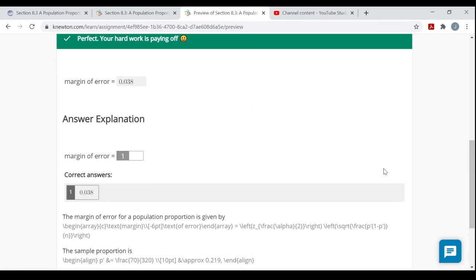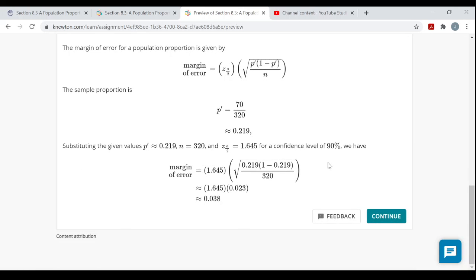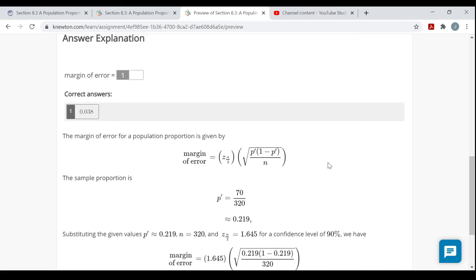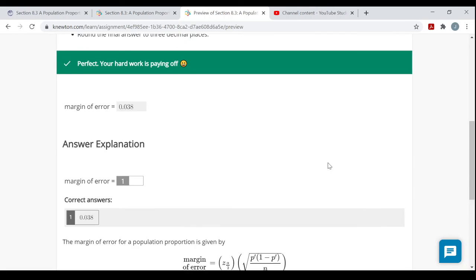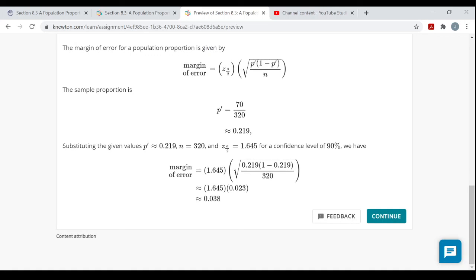Again, please read the answer explanations, whether you got it right or wrong. Now you see how they're using p prime instead of p hat sometimes. No big deal, they're the same thing. They mean the sample proportion. They show you the calculation there. And that's it for that objective, that kind of question. You're going to see that kind of question for that objective.